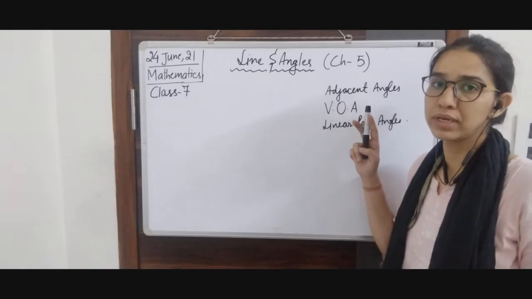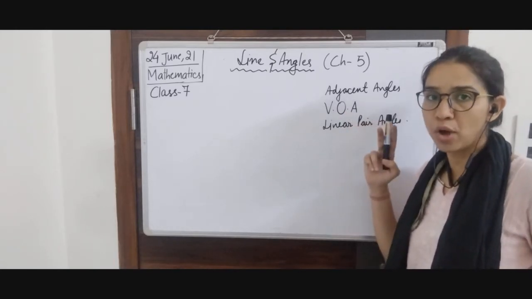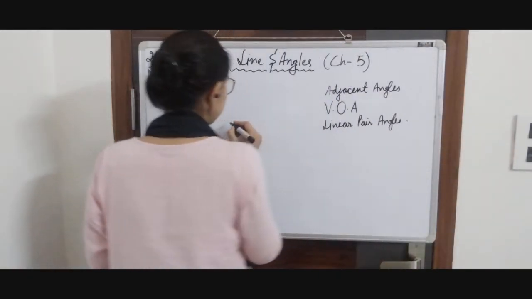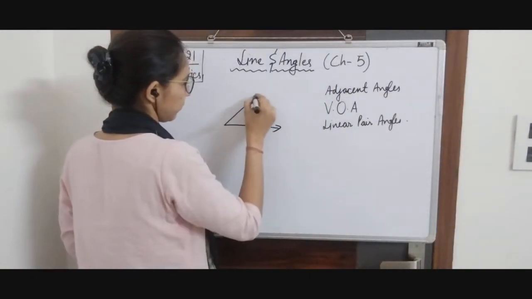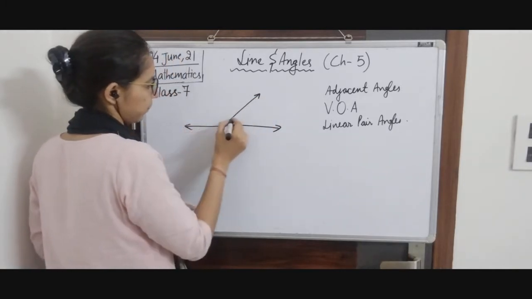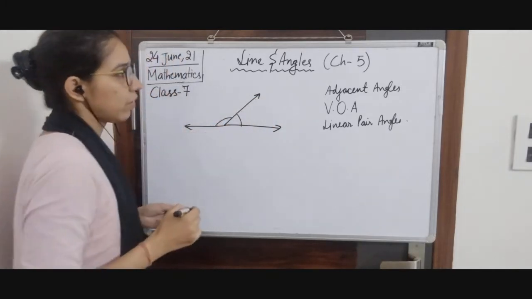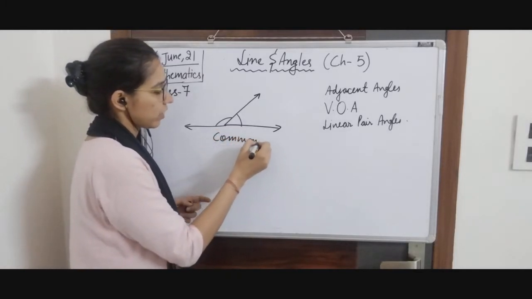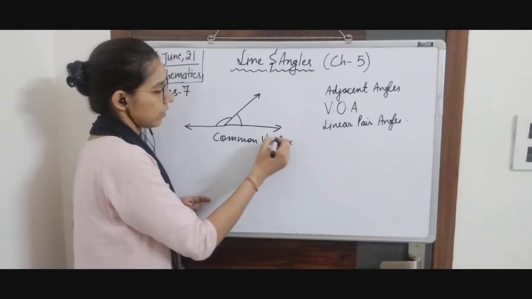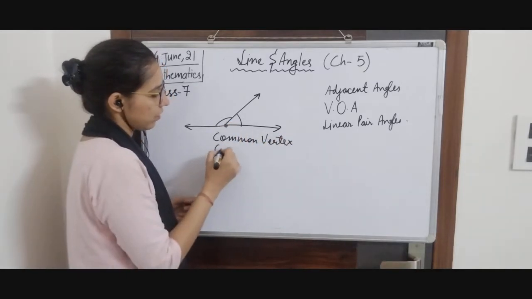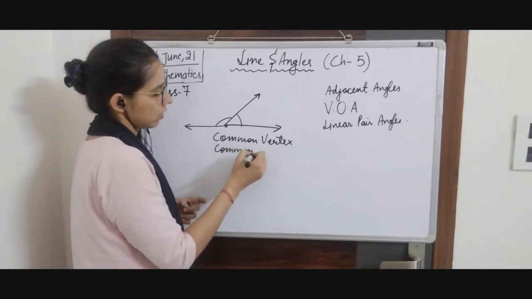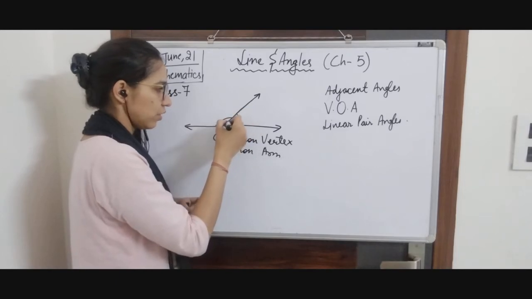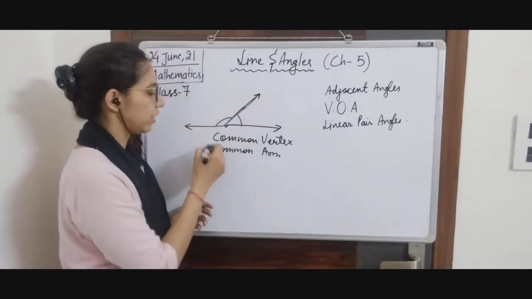Adjacent angles are those angles which have vertex common and one arm common. Okay, these are like this, adjacent. These have common vertex. We have three conditions for that. First one is common vertex. Like in this we have this one, then we have common arm. In this pair of adjacent angles, this is the common arm, and we have a third condition also.